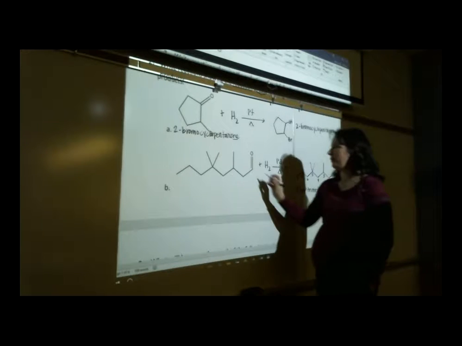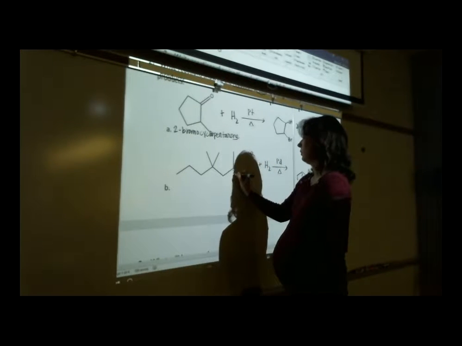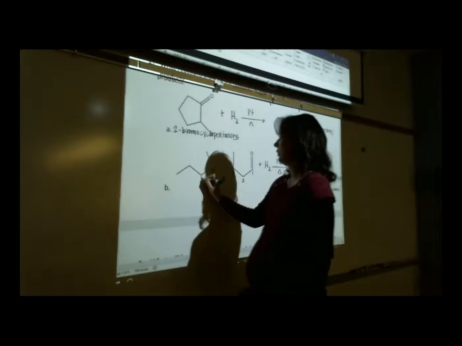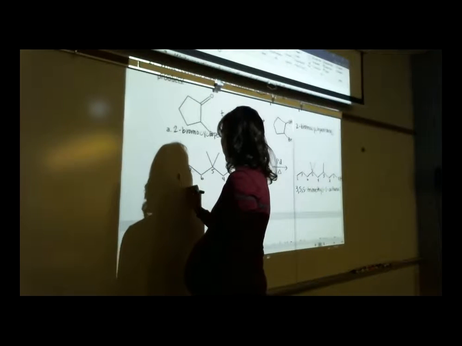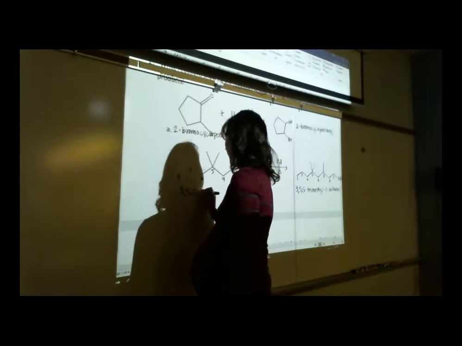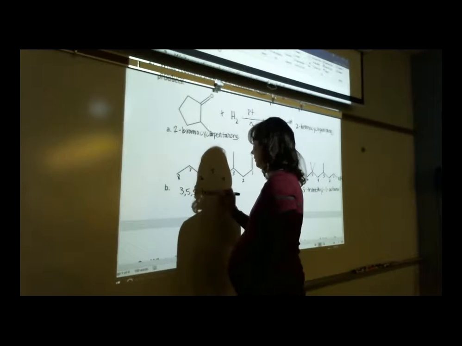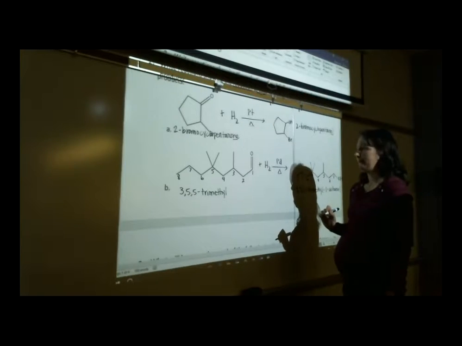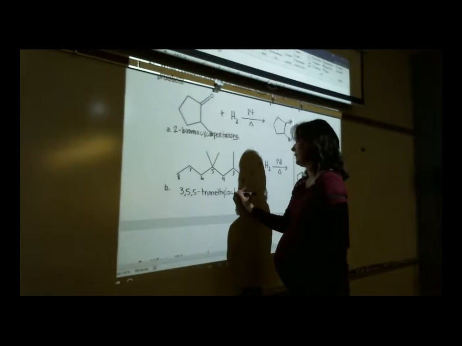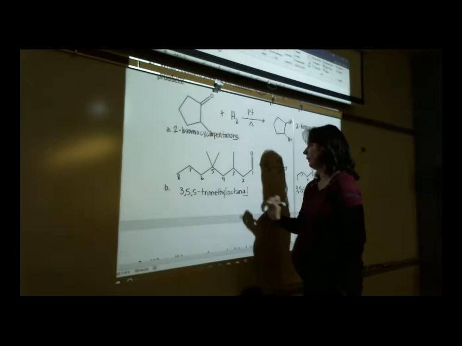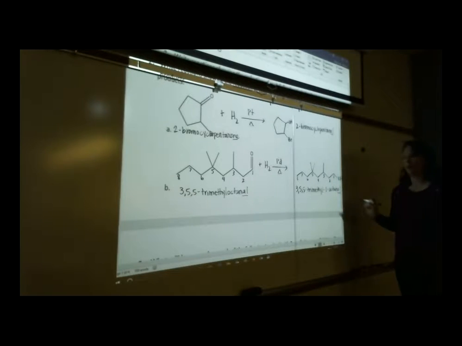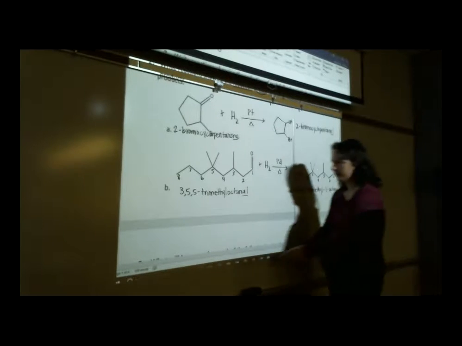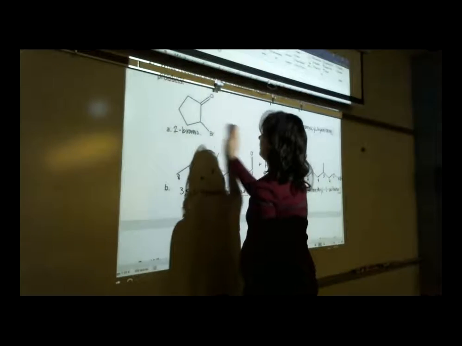Just for practice, how about we name this? Obviously, we're naming from the right. So this is still 3,5,5-trimethyl. But what is the rest of it? Octanol. Right? Aldehyde becoming an alcohol. Do you feel good about this one? All right.